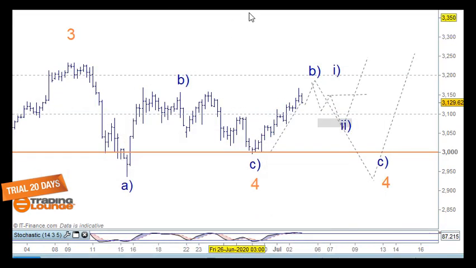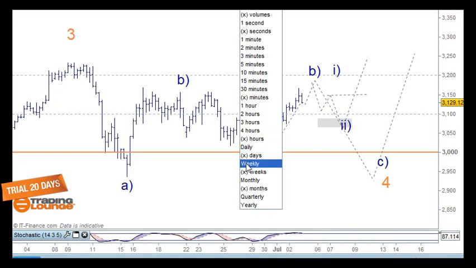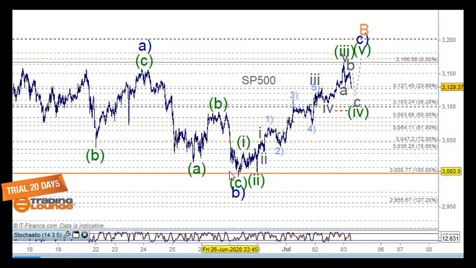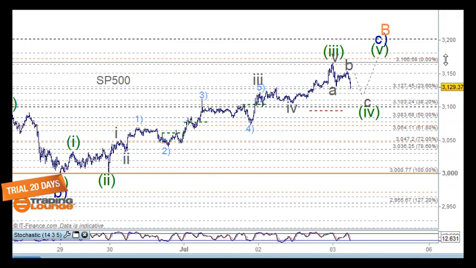So when we look at that on the, we'll go to the 15-minute chart first. Just expand this open a little bit.